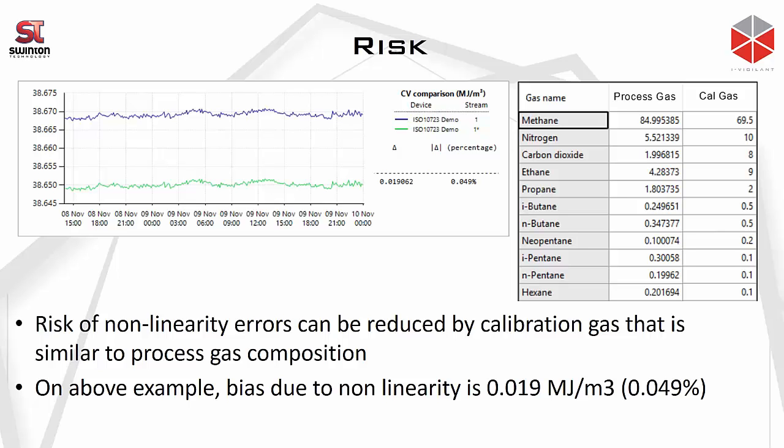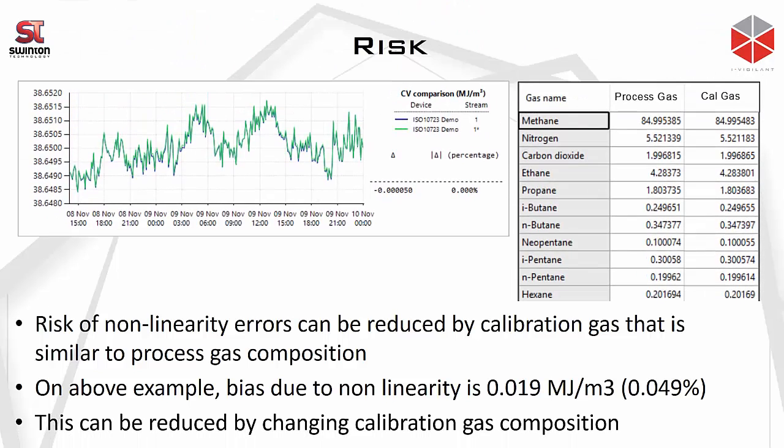This bias happens because the calibration gas that we have is not designed as per the process gas. On average, the process gas is around here. So if we design the calibration gas to be closer to the process gas, then we'll have a better bias. Coming back to the system here, when we design the cal gas as per the process gas, it is very similar, and what we basically have is no bias. So by designing a calibration gas composition as per the process gas composition, it will reduce the bias itself.